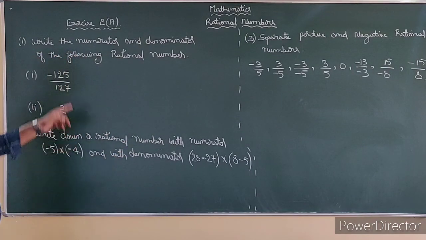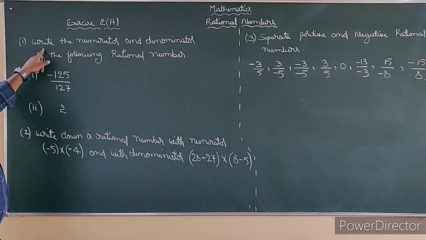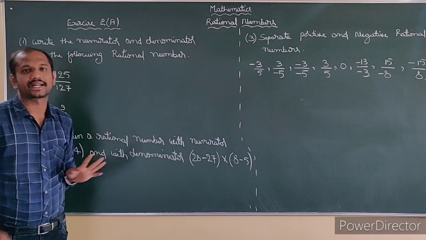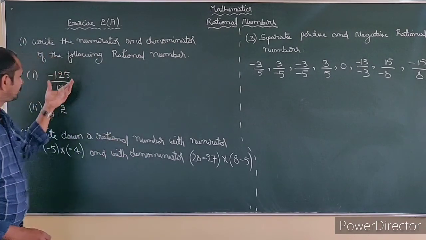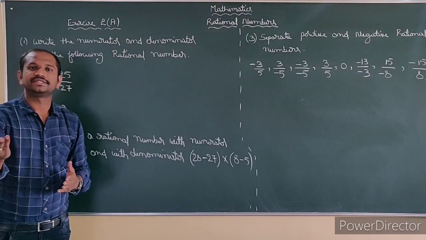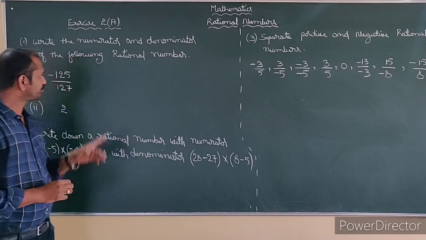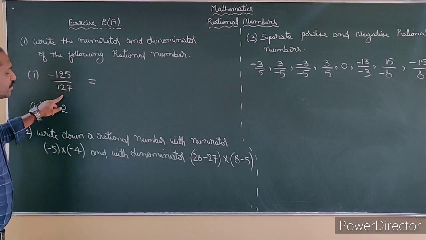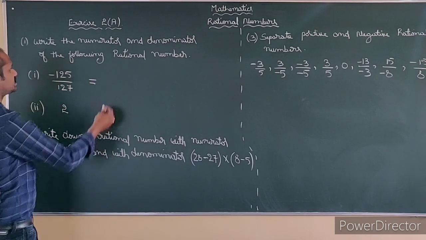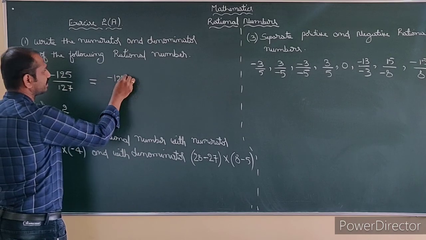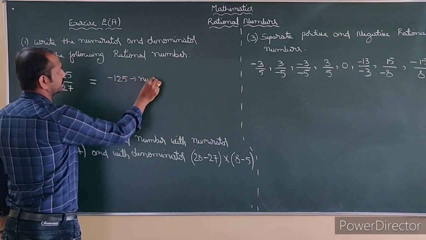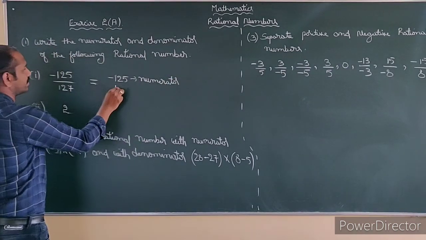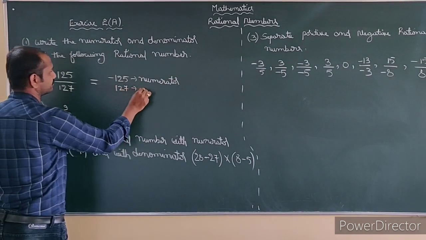It will be very simple. Look here. The first type is: write the numerator and denominator of the following rational number. They have given you the rational number. You have to write which is the numerator and which is the denominator. Let us see the first example. What do I have? Minus 125 by 127. Which is the numerator? Minus 125 is the numerator. That's all. Then 127 is the denominator.